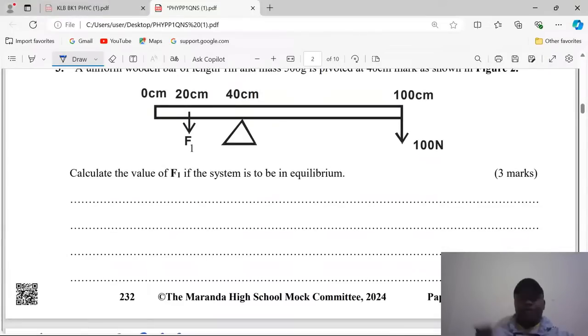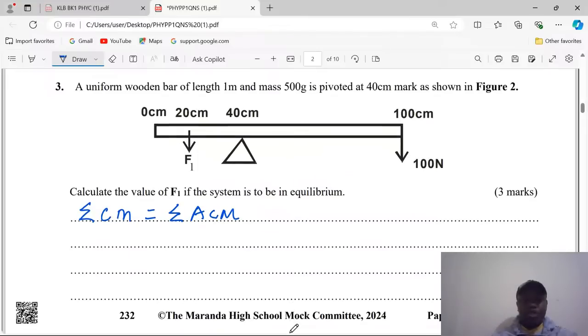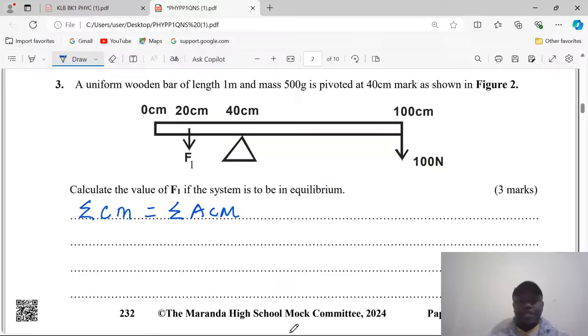Now, we usually say that for a system in equilibrium, according to the principle of moments, which is also called the law of lever, the sum of clockwise moments is equal to the sum of anti-clockwise moments. Allow me not to write that statement, but to put it down mathematically: the sum of clockwise moments is equal to the sum of anti-clockwise moments. This is for a system in equilibrium. And so we are supposed to identify the forces which are responsible for the anti-clockwise moments, and also the forces which are responsible for the clockwise moments.